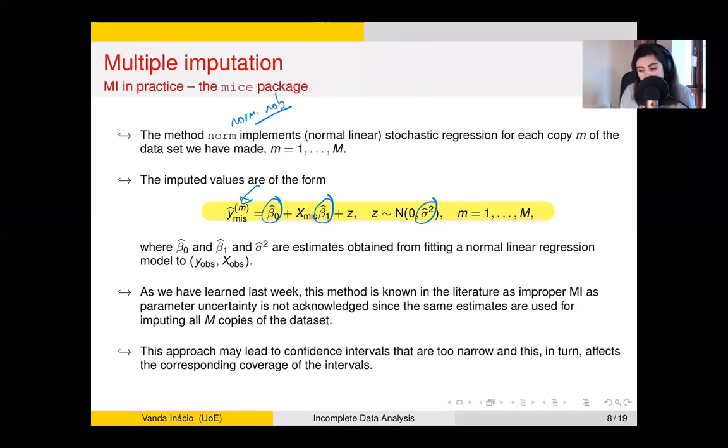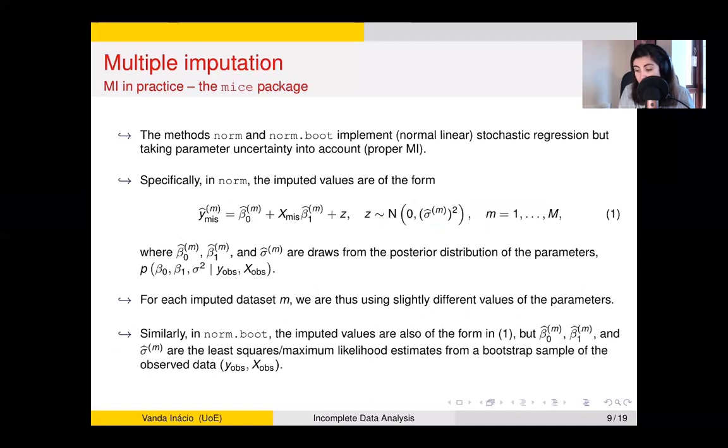They are too short. And we have just seen that norm and norm.boot overcome this problem, because for each copy of the dataset they use slightly different estimates of the regression coefficients and of the residual variance. And we have here the expression of the imputed values, and this is exactly the same expression that we had in the previous slide, but now the difference is that the estimates of the regression coefficients and of the residual variance are indexed by M.